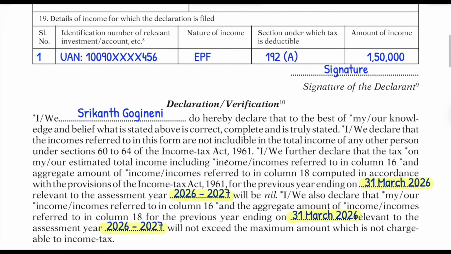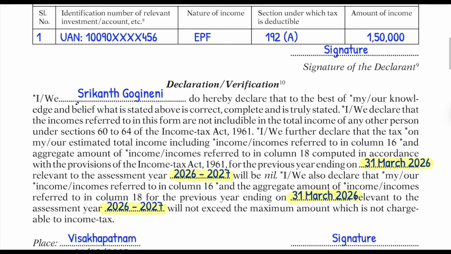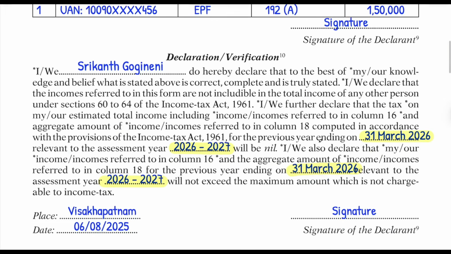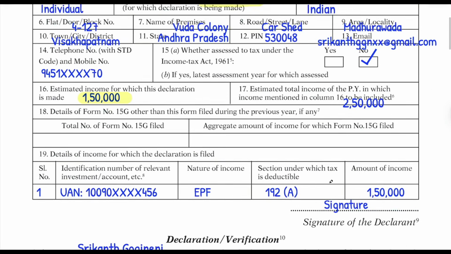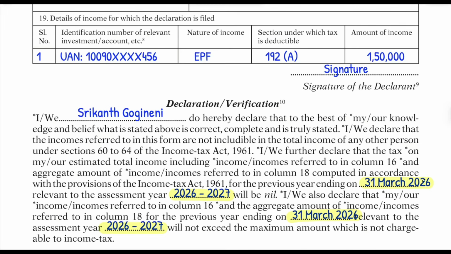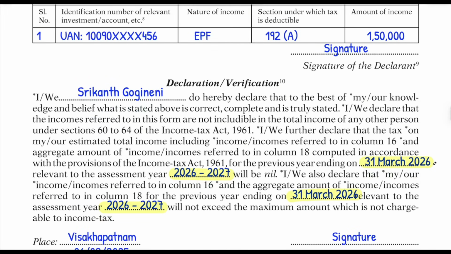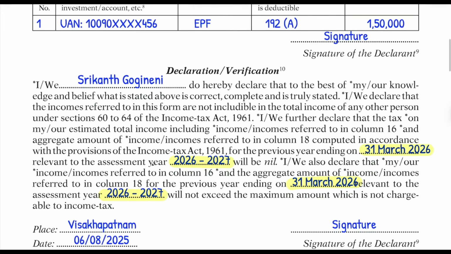Next, come to the declaration or verification part. Here, write your name again. Next, come to the previous year ending on. As I said earlier, previous year means financial year. Right now, we are in the financial year of 2025 to 2026. It will end on 31 March 2026. So, write 31 March 2026 here. Next, write the assessment year. The year next to the financial year is called the assessment year. So it is 2026 to 2027.